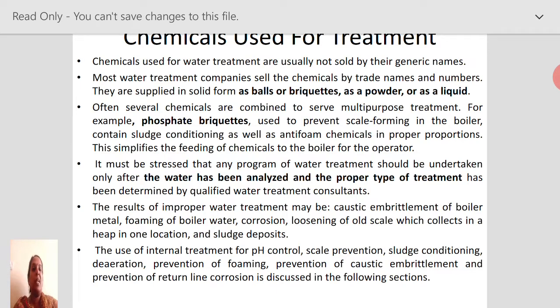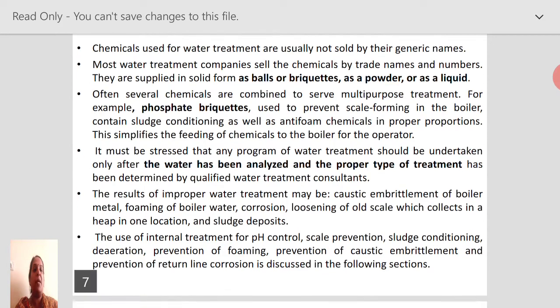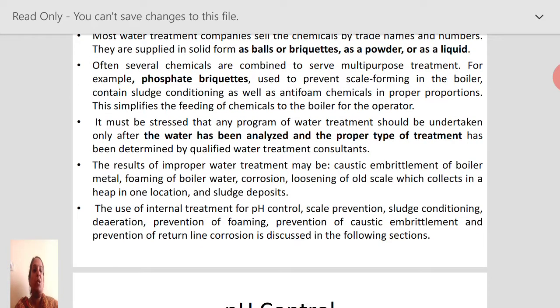So this can serve all those three purposes, and thereby it simplifies the feeding of chemicals to the boiler by the operator. Remember, whatever water treatment is imposed, the water that is subjected to the boiler, the boiler feed water, has to be analyzed, and the proper type of treatment has to be selected before it is fed to the boiler.